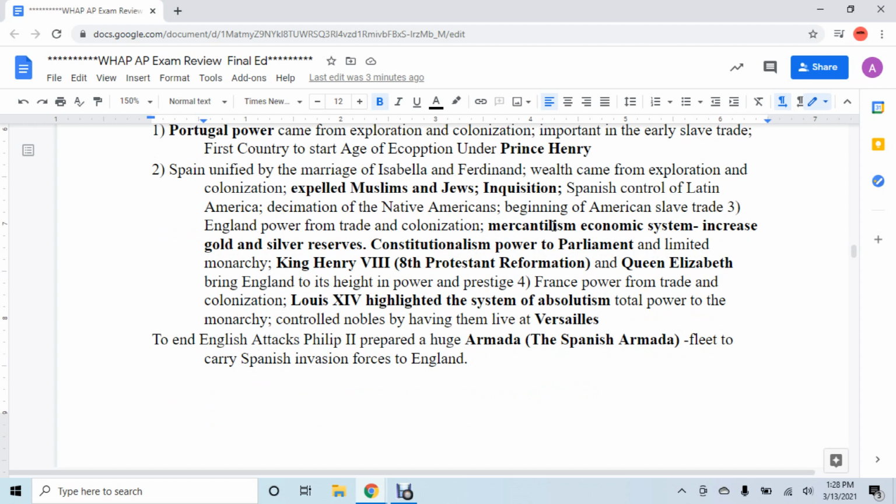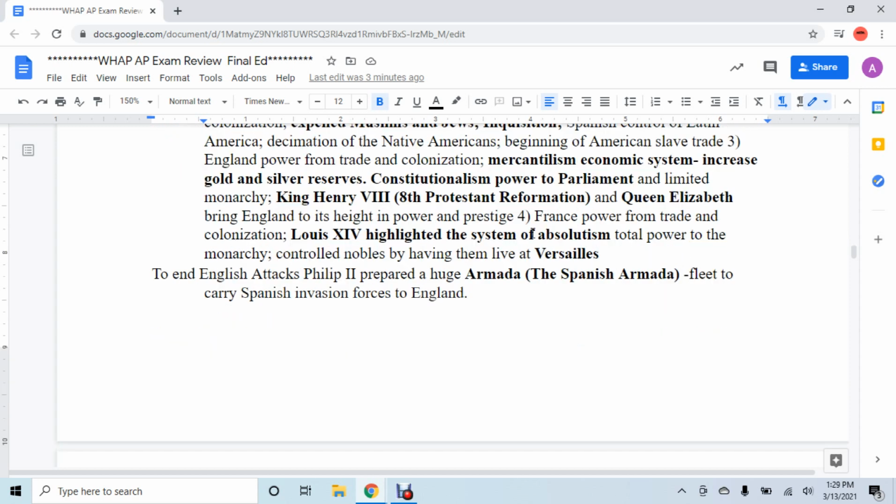Mercantilism is literally just merchants spreading connections, and the way mercantilism works is that these European countries try to hoard as much gold as possible. Constitutional power in parliament and limited monarchy was created during this era too. You had Henry VIII, the first person to basically put the Protestant Reformation under his domain. Queen Elizabeth brings England into the height of power and prestige, and France gets power from trade and colonization from Louis XIV, highlighted with the Age of Absolutism.